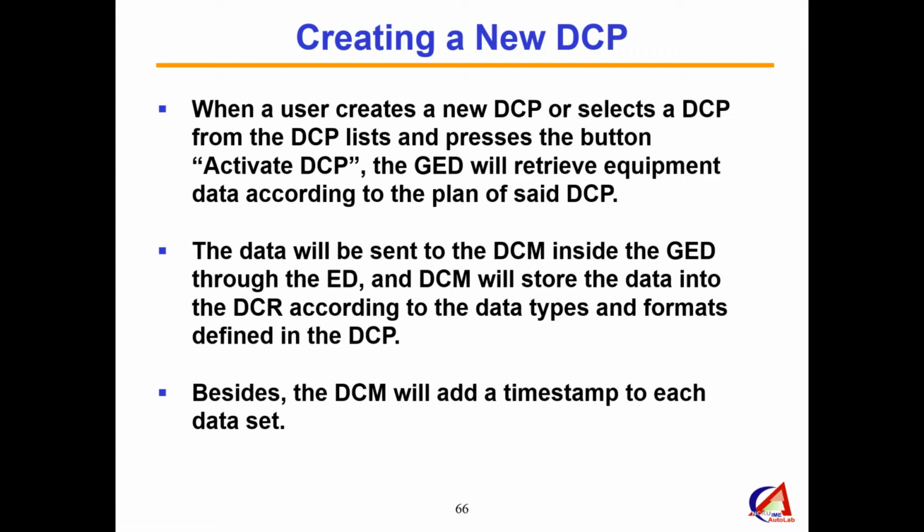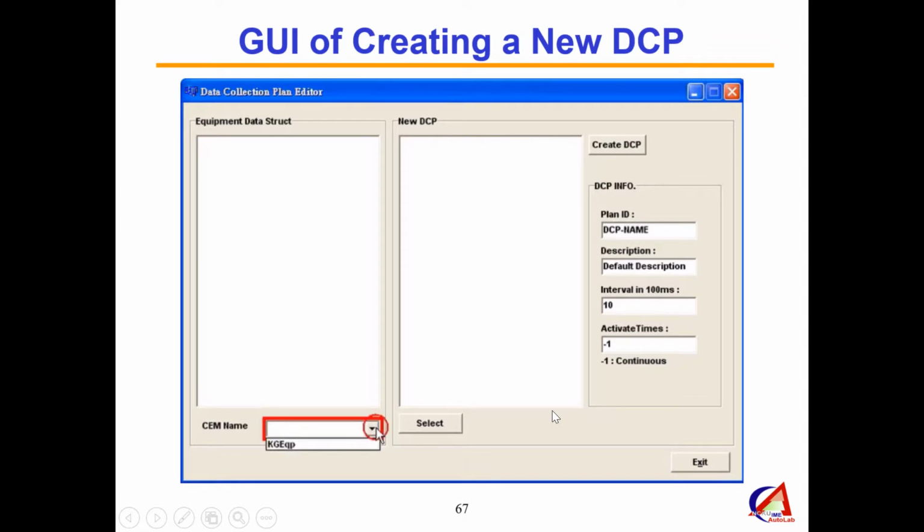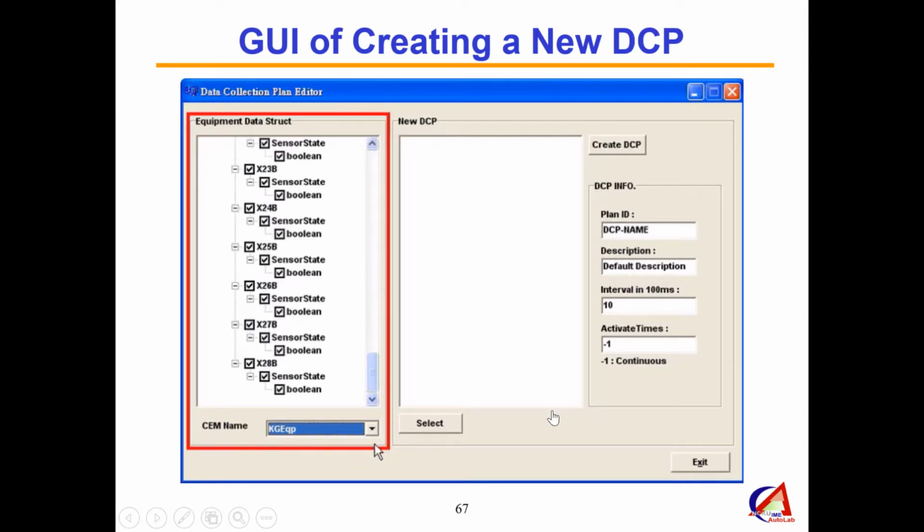Be careful. The timestamp is very important because if you want to know what's going on there, you always need to know when this kind of data was collected so that you can map the cause and effect relationship. OK, 就是因果关系的，你要把因果关系弄好，时间很重要，所以一定要有个 timestamp. OK, so you see, this is the GUI of creating a new DCP.